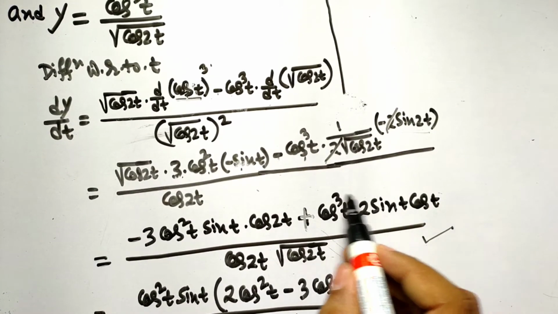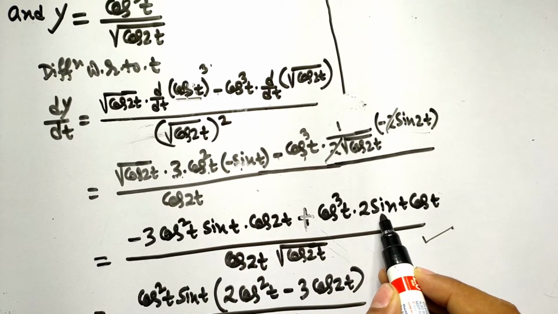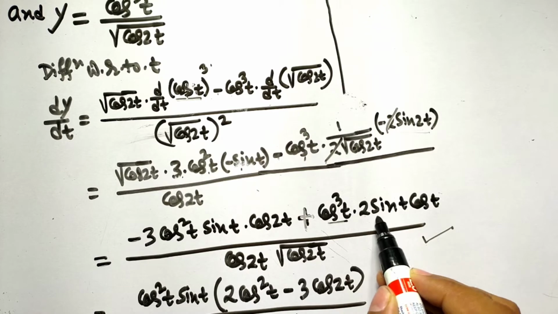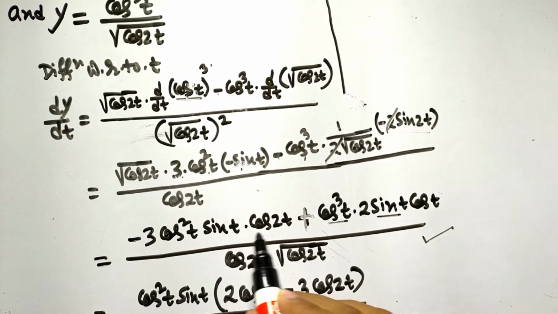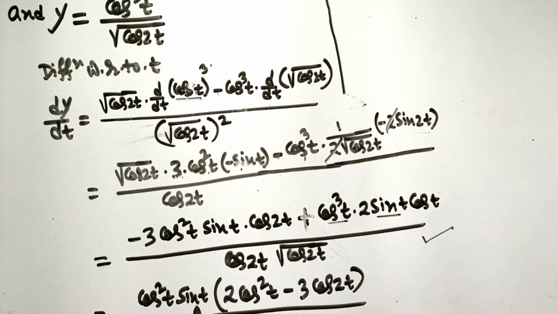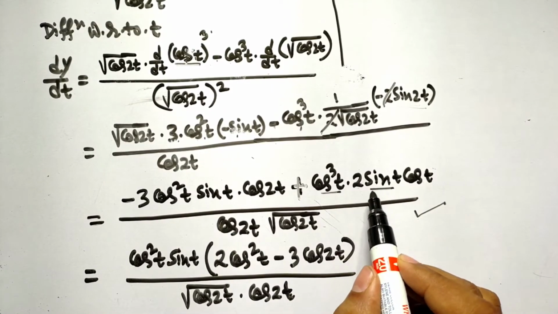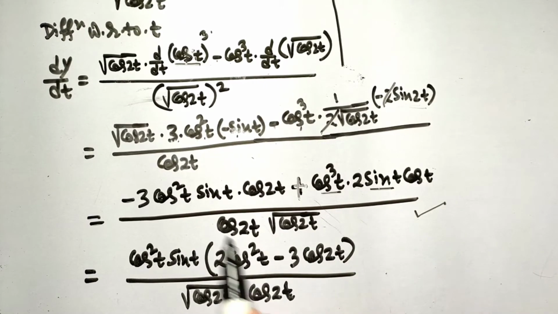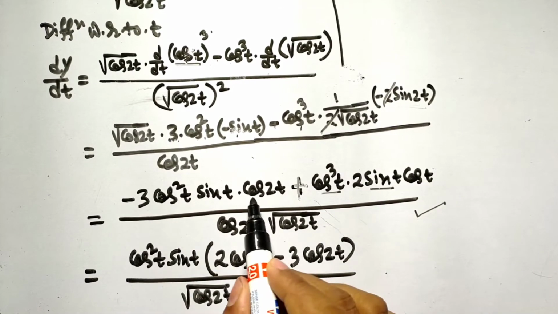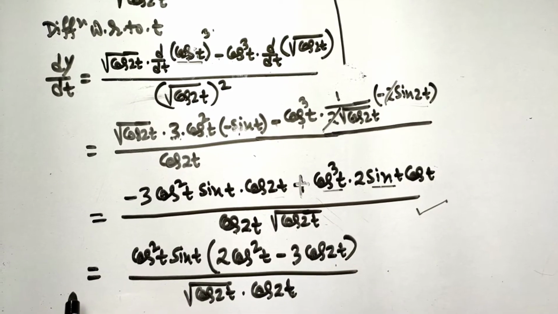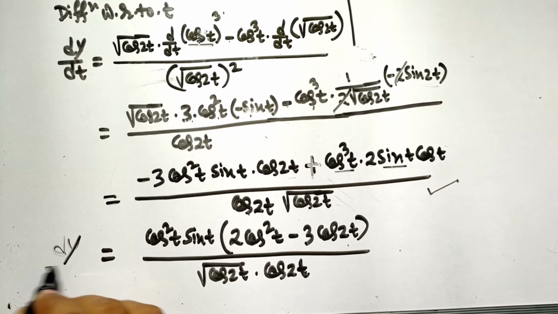Next, from the numerator you can take cos square t sin t as a common. If you take cos square t and sin t as a common, the remaining term will be 2 cos square t minus 3 cos 2t, divided by cos 2t into root under cos 2t. So this is the value of dy dt.